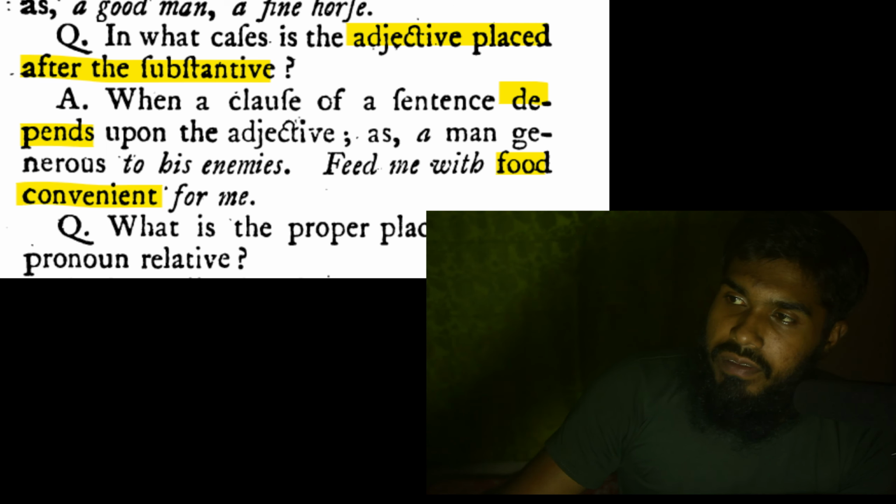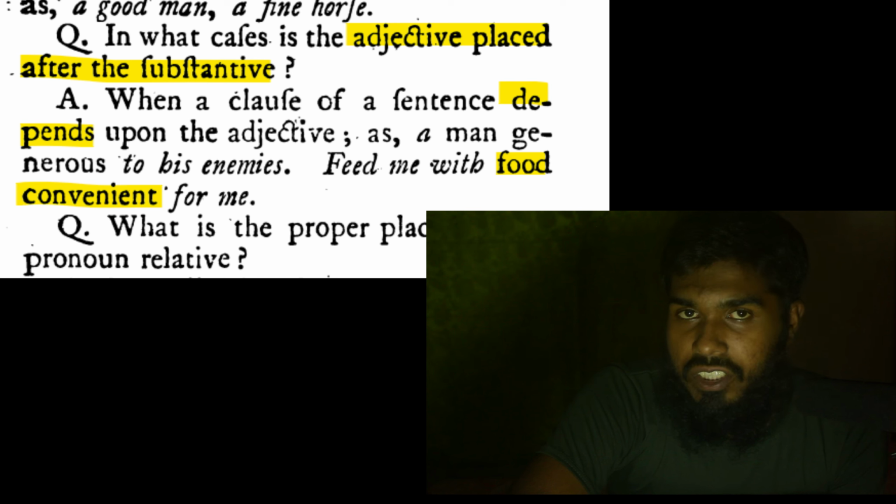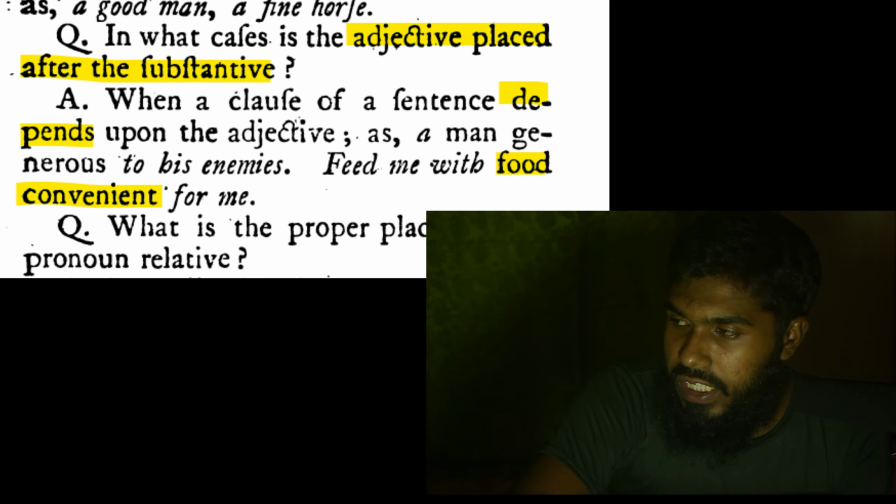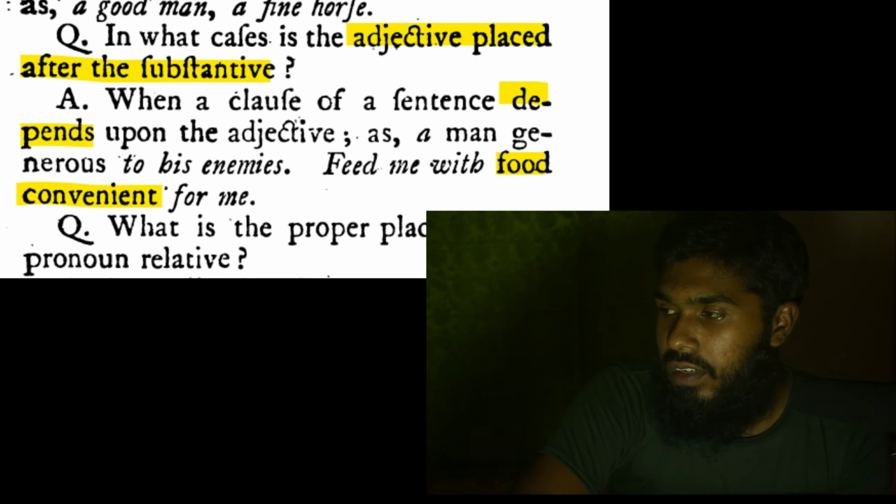As simple as that. Going to our next example: adjectives being dependent and sitting after the substantive. So in what cases is the adjective placed after the substantive? When a clause of a sentence depends upon the adjective, as in "a man generous to his enemies," "feed me with food convenient for me." So just let it sink in. In what cases is the adjective placed after the substantive? The adjective which defines is placed after. Normally the adjective is placed before.